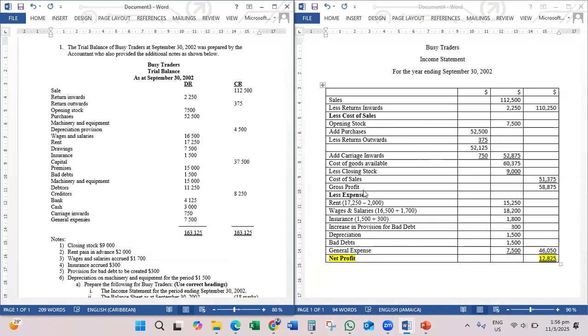Remember that if I had revenues, and I'm going to do another question where I have revenues, you would have added them to the gross profit. Join me in my next video where I'll be doing the adjustment for the balance sheet.